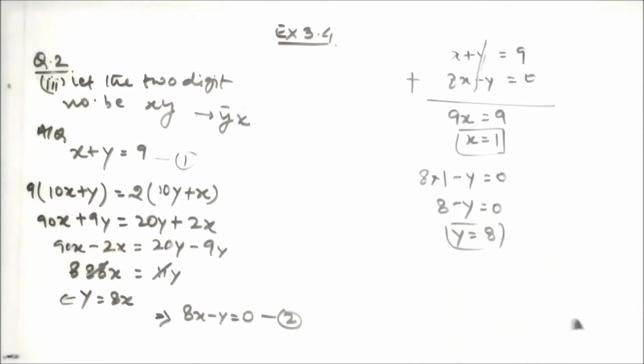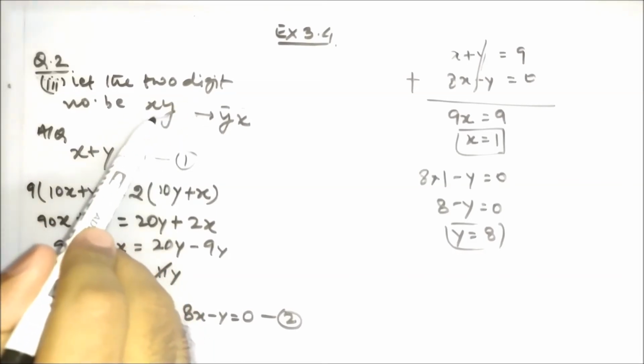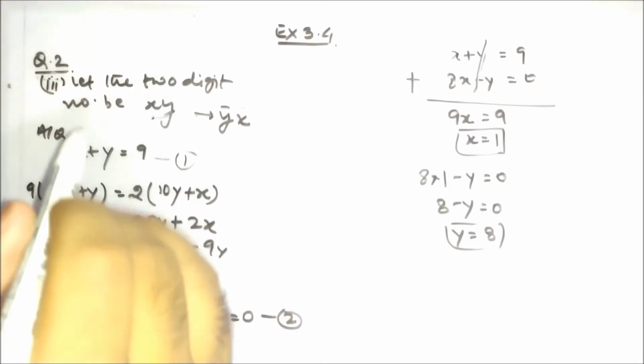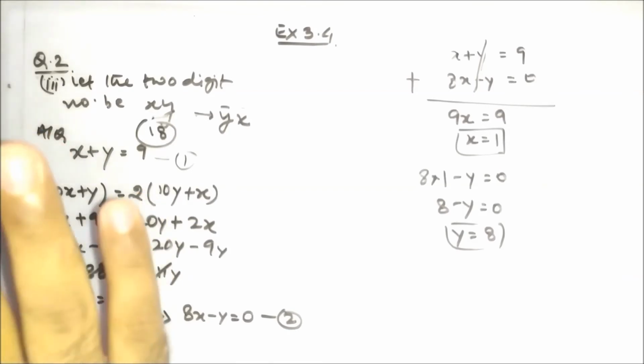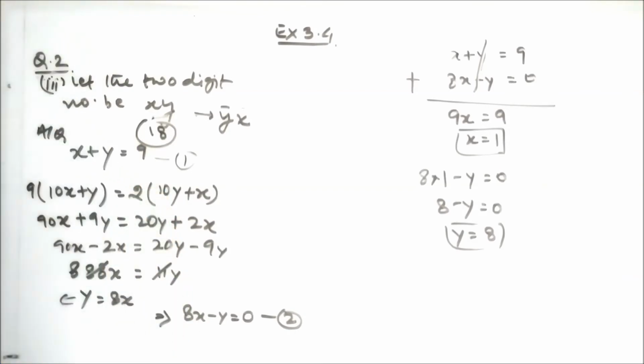So our number which we assumed, that is xy, will become 18. This will be the number. That will be the final answer. I hope you understood this one. This is a unique question. There is no other question mentioned like this. Only one question is there in the example similar to this. Okay, moving to the fourth part.